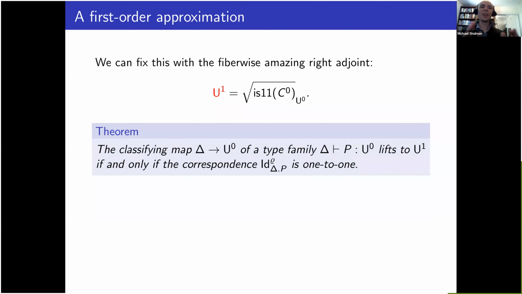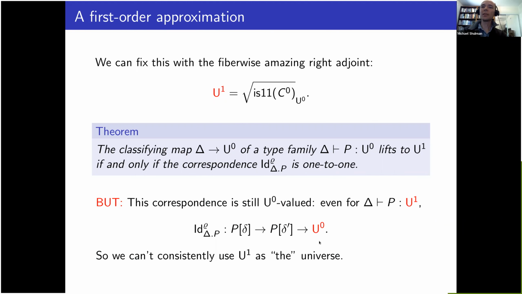However, it's not good enough. And the reason is that although these correspondences are one-to-one, they only themselves live in U0. We haven't done it right. The identity types of U0 live in U0. We've made the identity types of U1 be one-to-one correspondences, but we haven't done anything to make them live in U1 also. So in order for U1 to be the universe, we would want all the type families to live in U1, including the identity types.